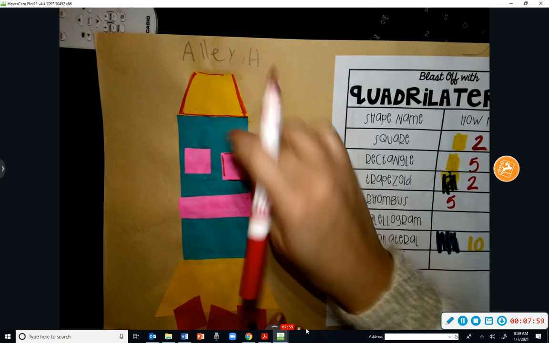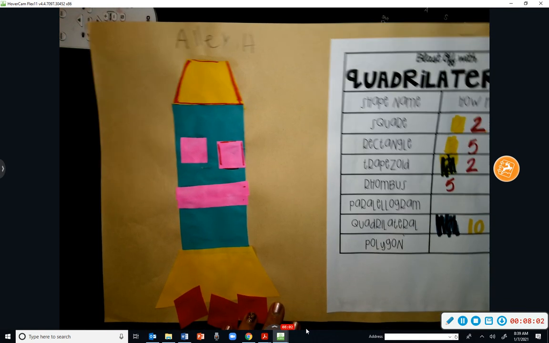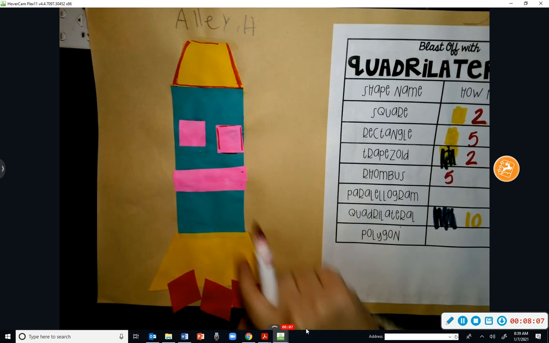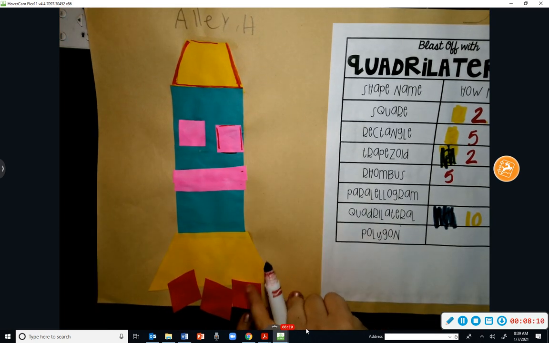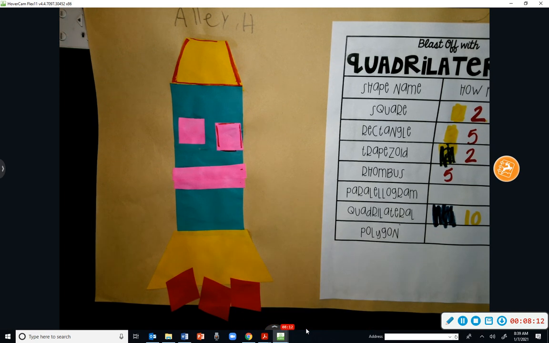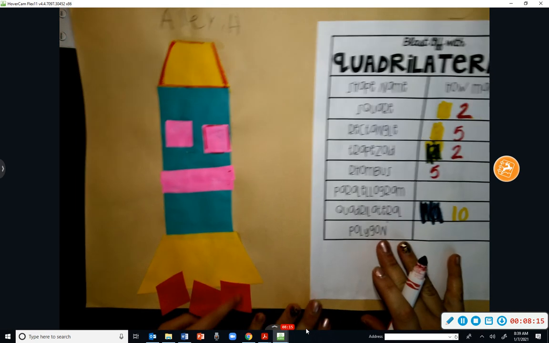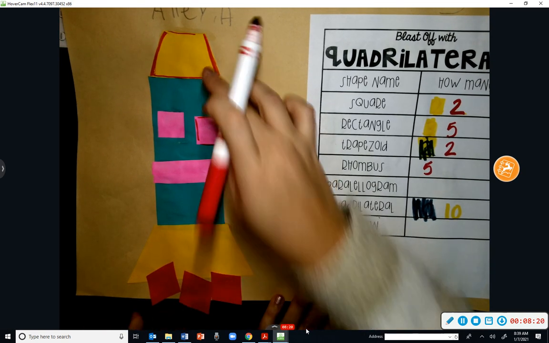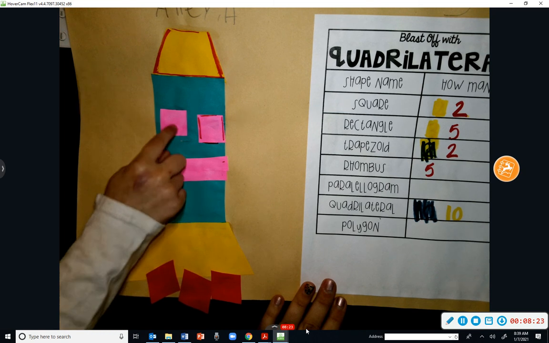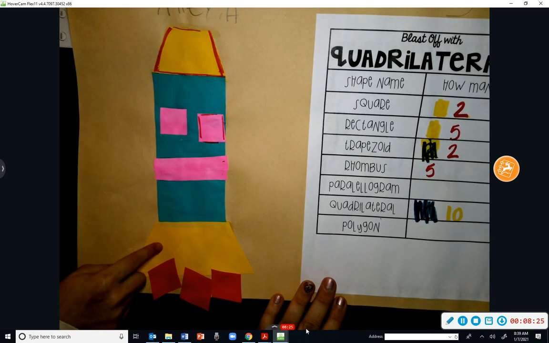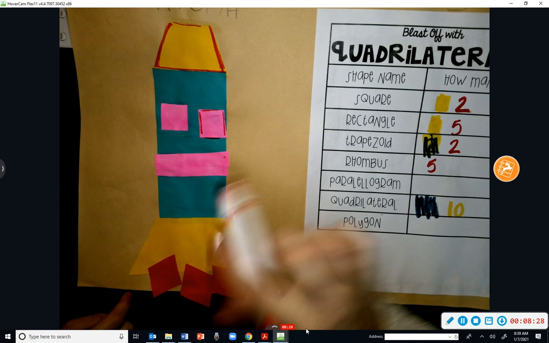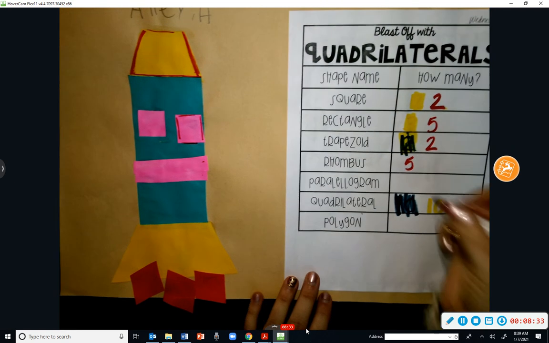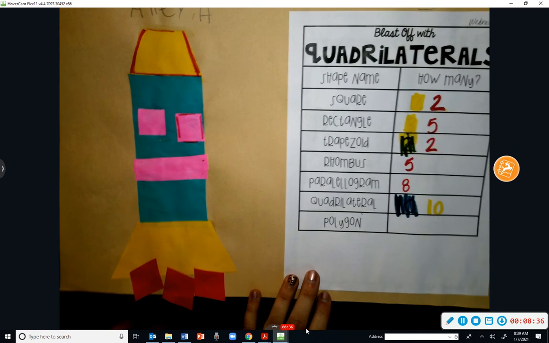Okay? What about rectangles? Are they parallelograms? Yes. Squares? Yes. Rhombus? Yes. Yes, because it has 2 pairs of parallel sides. These don't. So we need to count all of them except for the trapezoids. 1, 2, 3, 4, 5, 6. Not these. 1, 2, 3, 4, 5, 6, 7, 8. So 8 parallelograms. I think I got that one right.